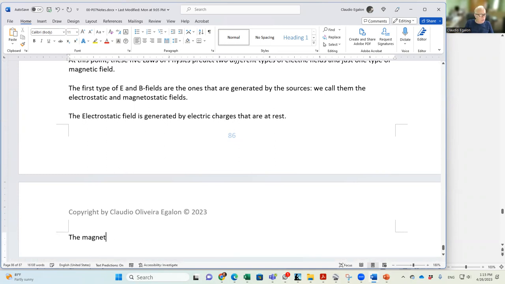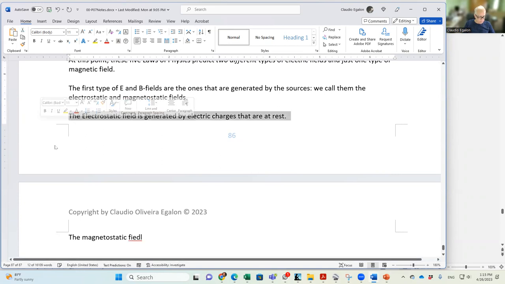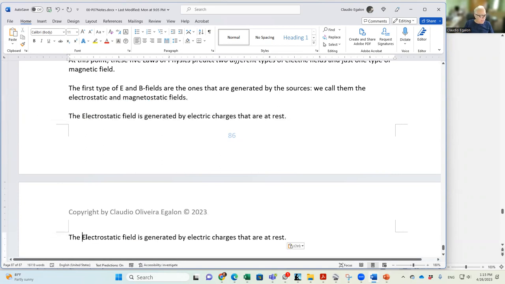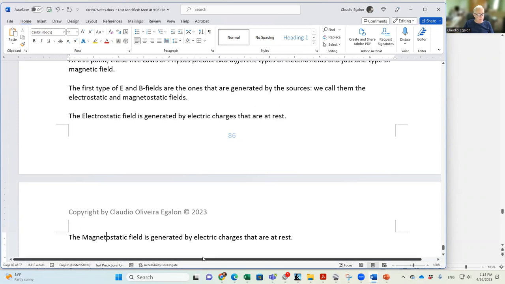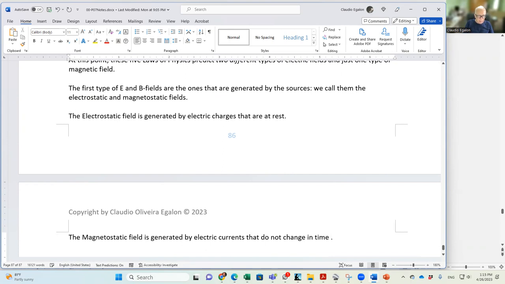The magnetostatic field, I can just copy and paste here and just change it a little bit. The magnetostatic field is generated not by electric charges at rest, but by electric currents that do not change in time. Do not change in time. That's why, you know, which are referred to as steady currents, right?